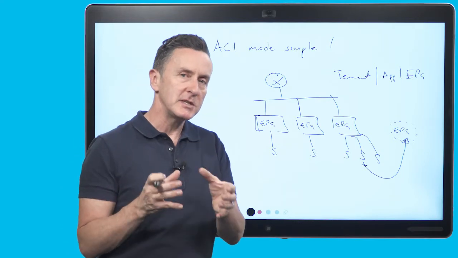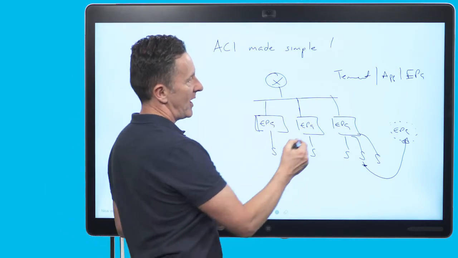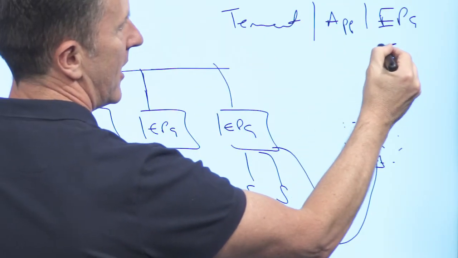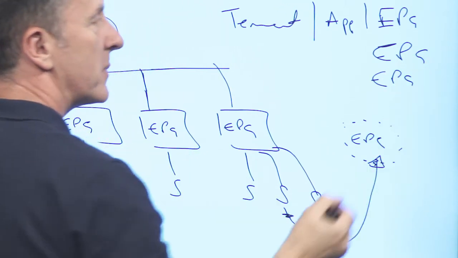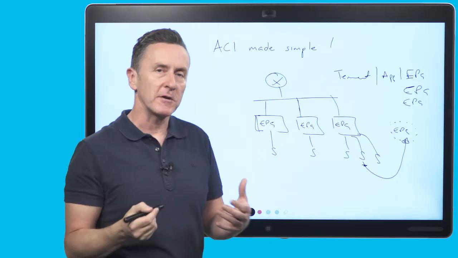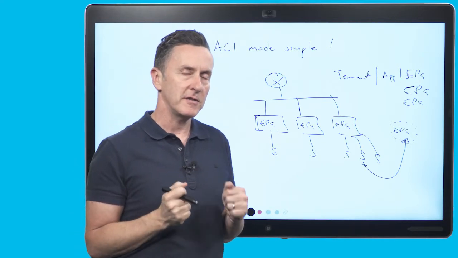So use it for specific purposes and really stick to this method, where I will have, again, my tenant, my app, and three different EPGs, because that generally is easier for customers to visualize in Virtual Center and to understand the connectivity that they have on the network.